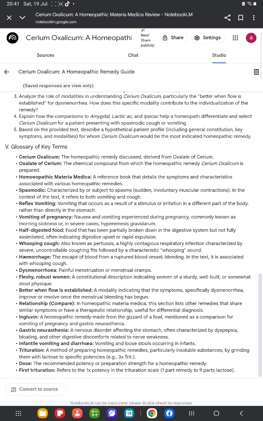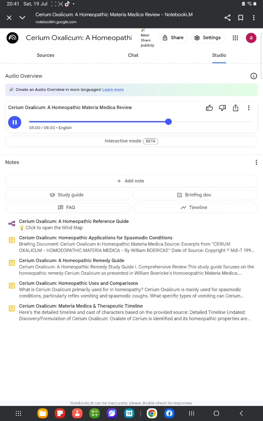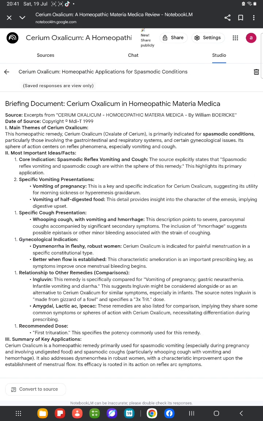So Inglevin is also noted for vomiting of pregnancy, gastric neurasthenia, infantile vomiting, and diarrhea. Okay, so Inglevin seems to cover a wider range of vomiting then, including nerve-related issues or problems in infants, whereas Cerium oxalicum was more for that specific spasmodic type. That seems to be the distinction, yes.